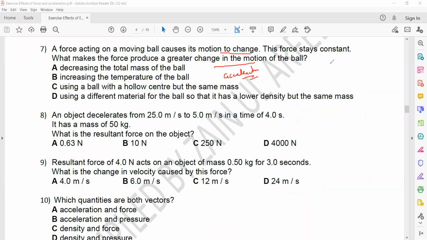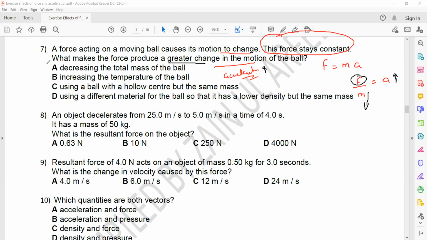So how do we relate the formula which relates force, mass and acceleration? We have the formula F equals ma, or we can also say F divided by m equals a. In the question they mentioned the force stays constant, so this F is not changing. We want a greater change in the motion, so we want to increase the acceleration. If I want to increase the acceleration, I should reduce the mass of the object, because if I reduce the mass, the acceleration will increase.